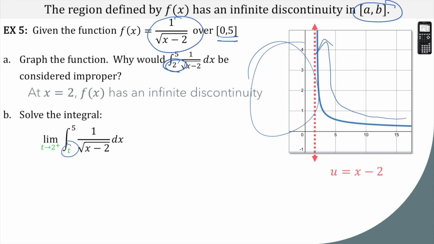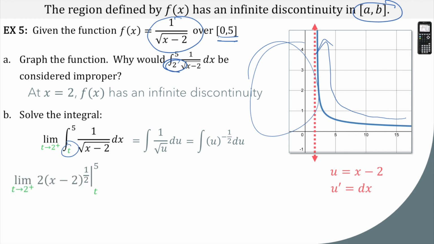So u equals x minus 2, du equals dx. Now we're integrating 1 over the square root of u, which you can rewrite as u to the negative 1/2. Add 1, divide by it. We now have the limit as t approaches 2 from the right of 2 times (x minus 2) to the 1/2, evaluated from t to 5.